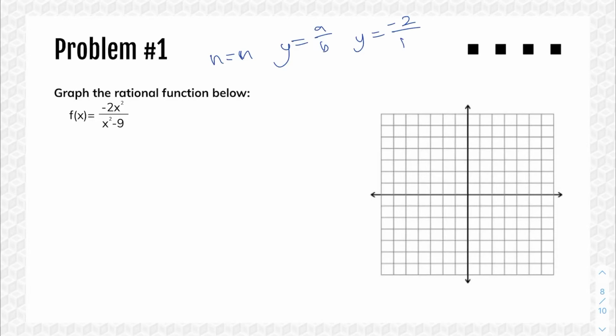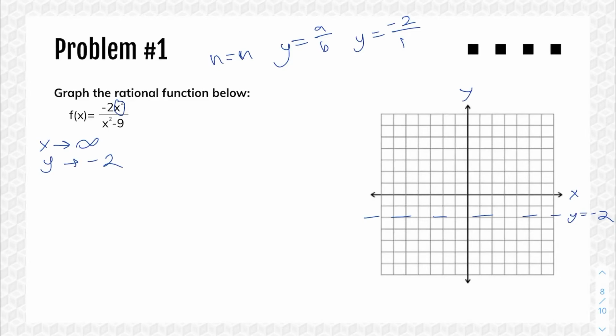This means that as x forever increases, no matter the direction, so x goes to infinity, y will approach -2. Now let's graph the horizontal asymptote. It'd be located at y equals -2. So right here.